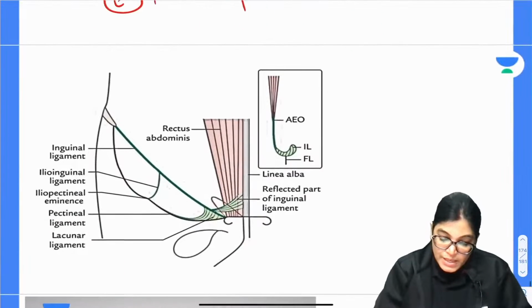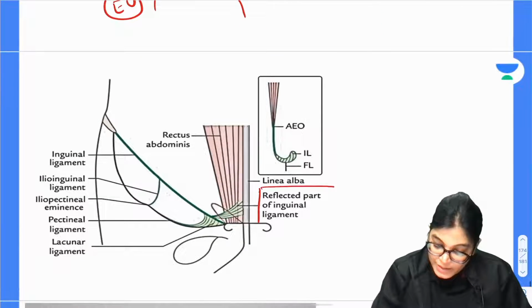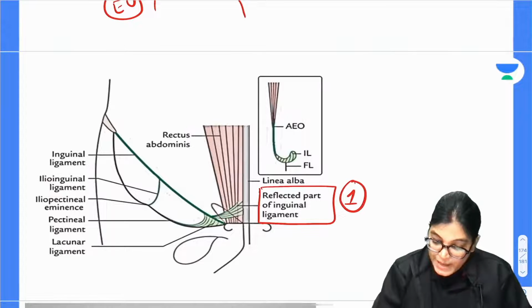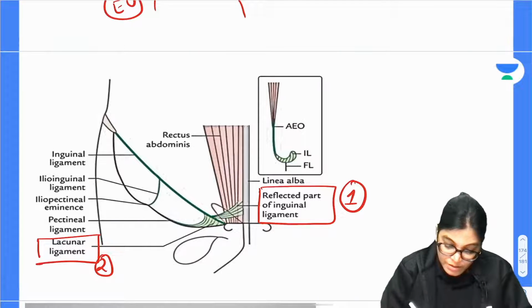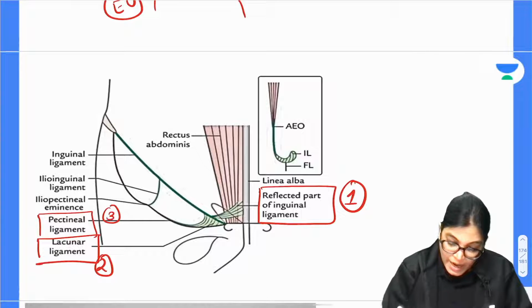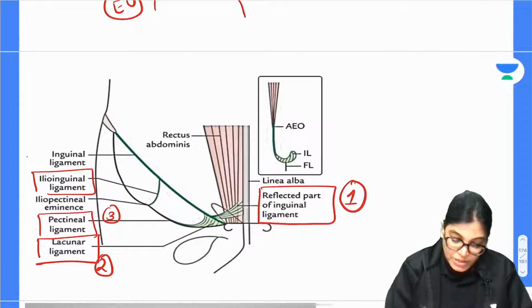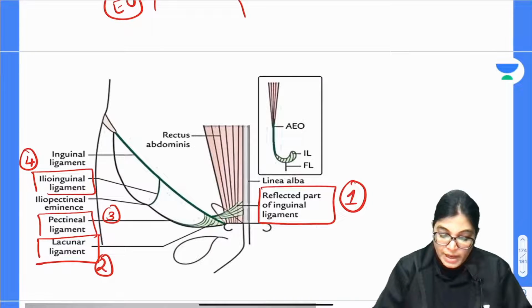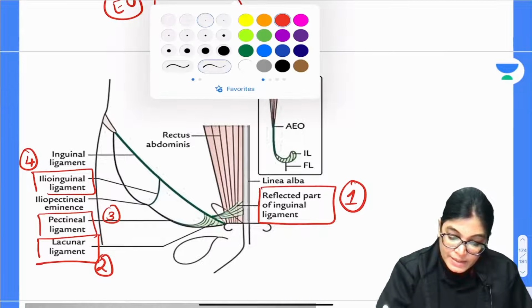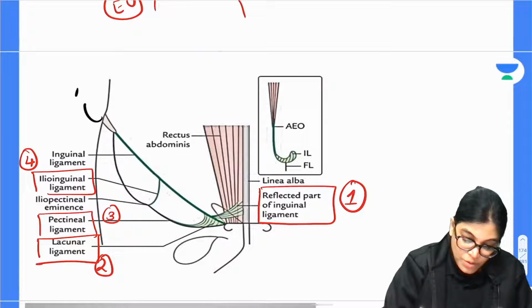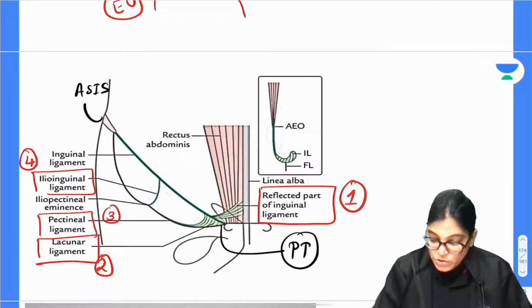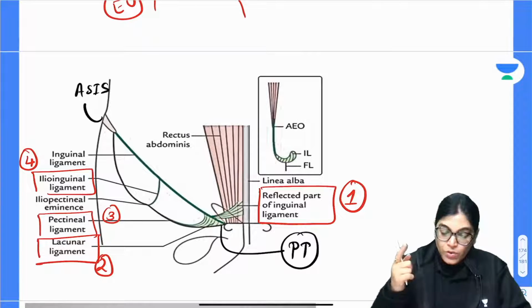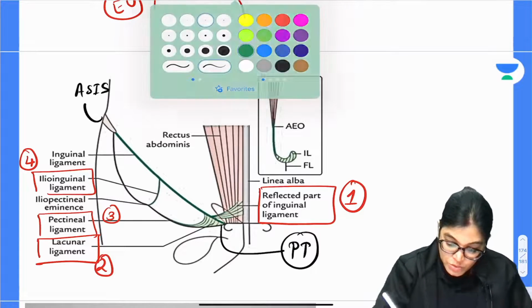See here in this diagram, this is the reflected part of the inguinal ligament, which is one of the extensions of the inguinal ligament. The other is the lacunar ligament, the third is the pectineal ligament, and one more is the ilioinguinal ligament. These are the 4 extensions of the inguinal ligament. Here we can clearly see the inguinal ligament extending from the anterior superior iliac spine and attaching to the pubic tubercle. From the inguinal ligament, the extensions are, so let me use green color.